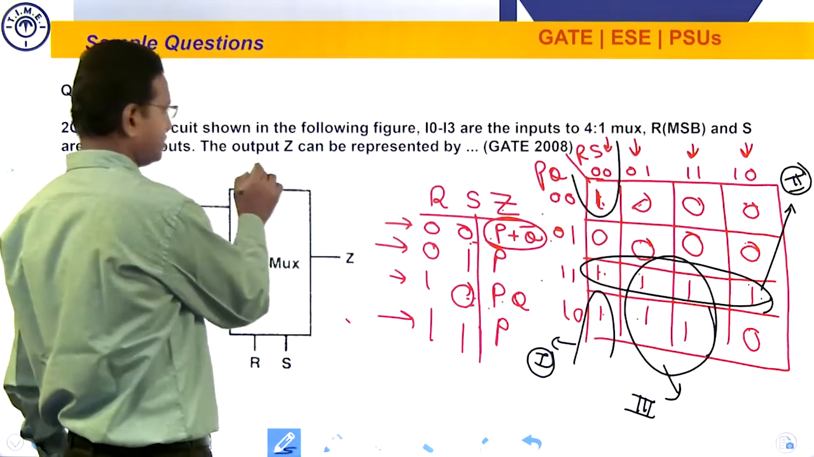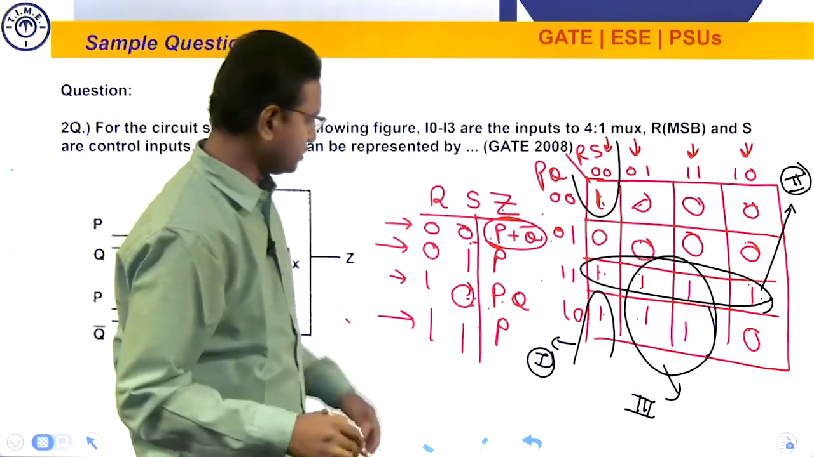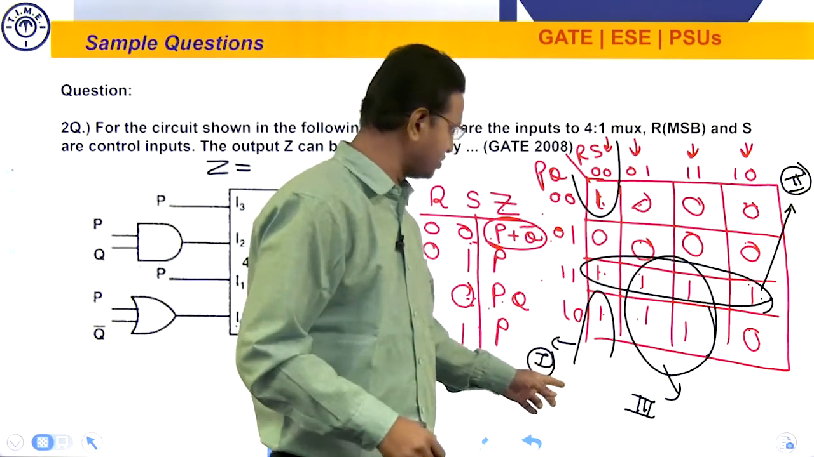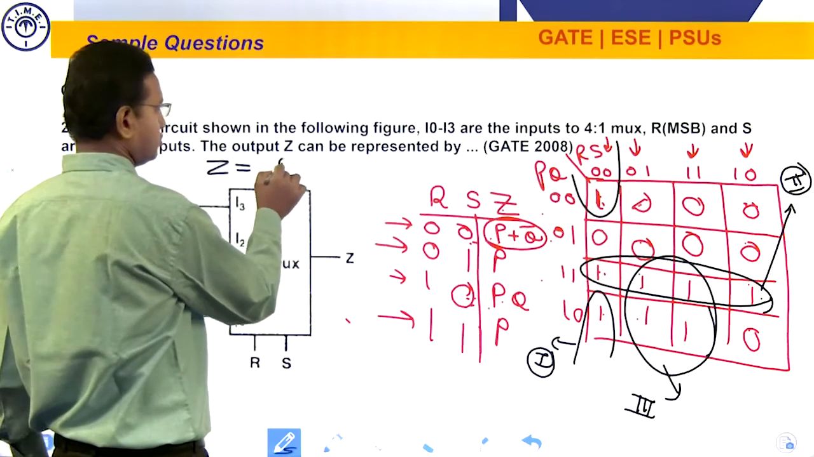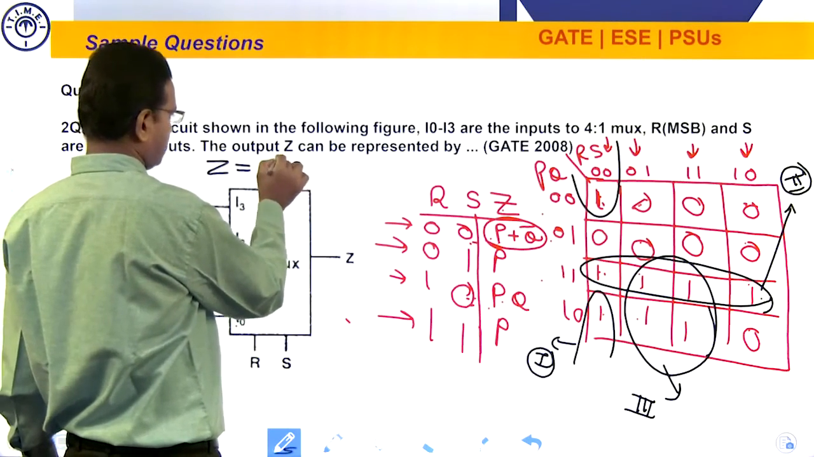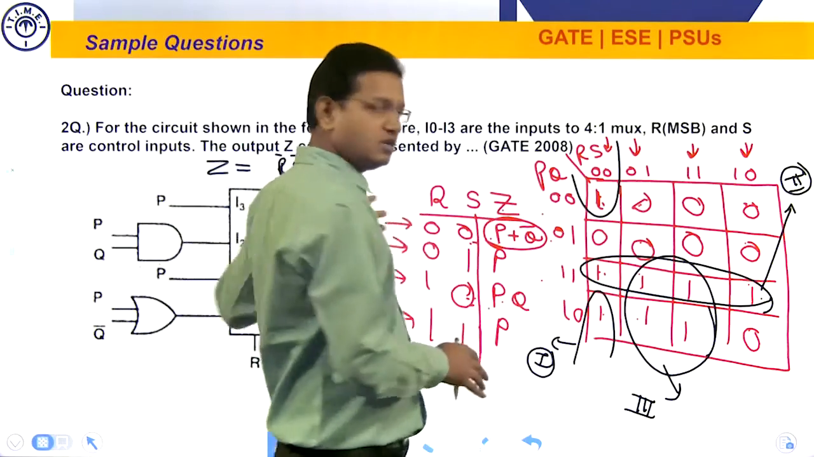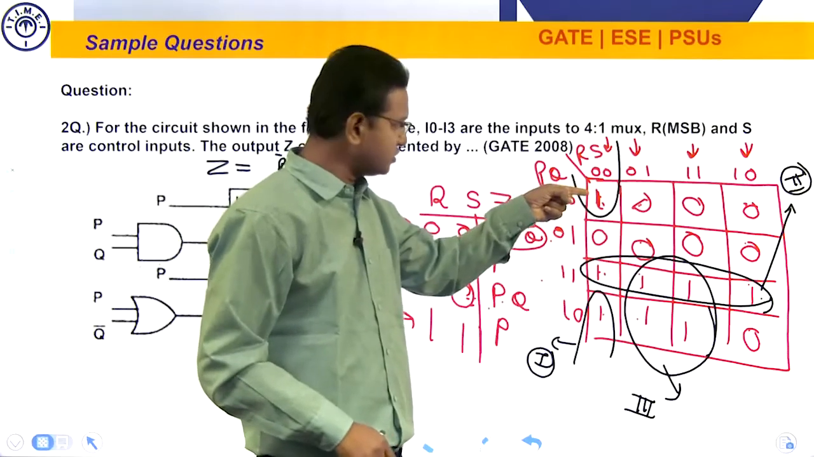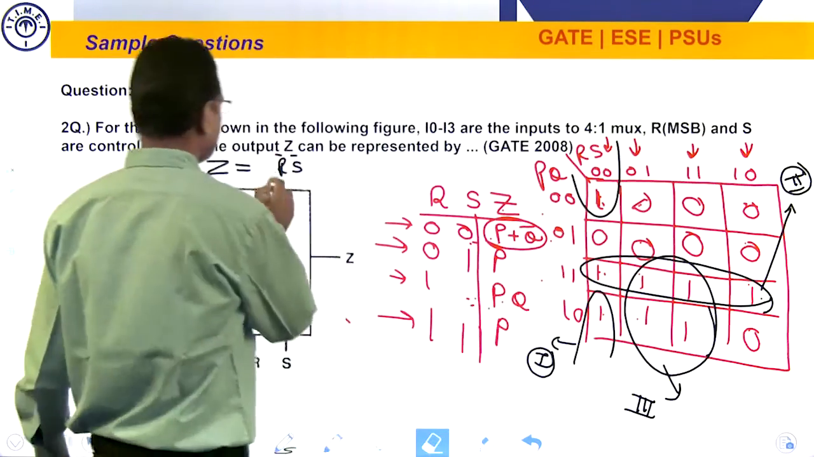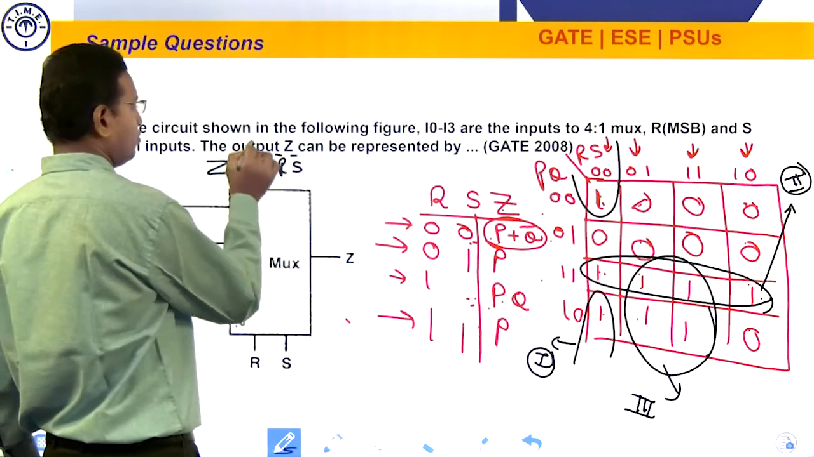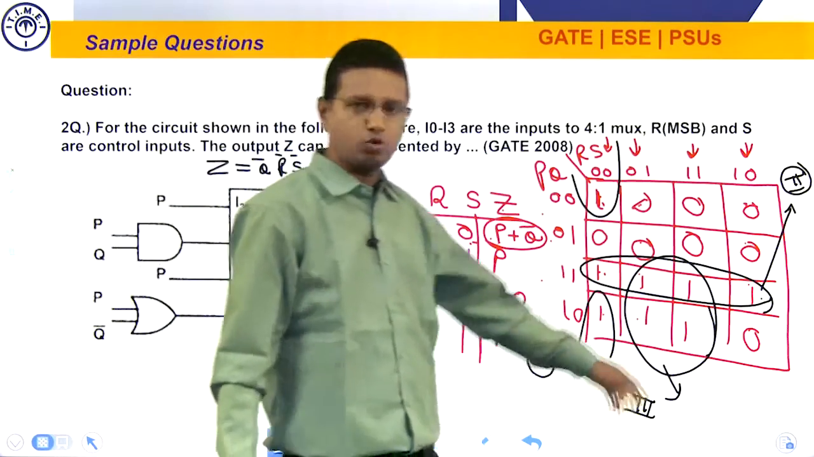Now the answer will be, I am just writing here, Z is equal to: the group 1 term. RS 00 is common for that group, so R bar S bar. If I look horizontally at the first cell and the last cell simultaneously, Q equal to 0 is common, so Q bar. So Q bar R bar S bar is the first term, and the next term will come from the next group, group 2.